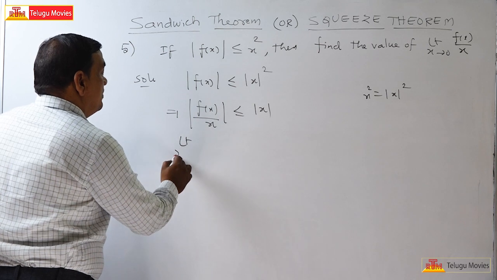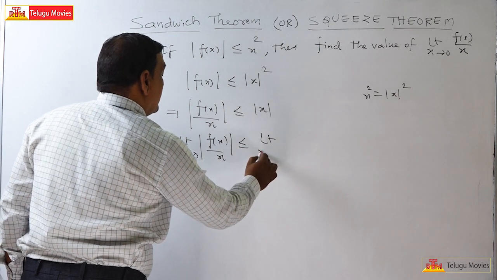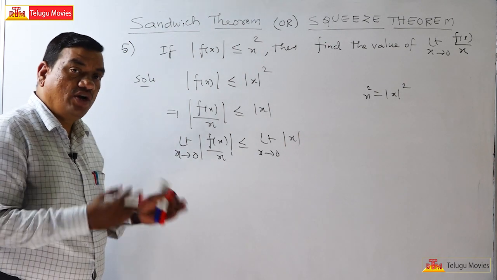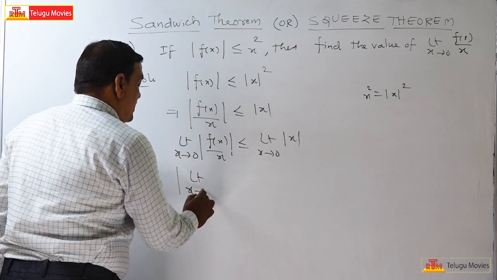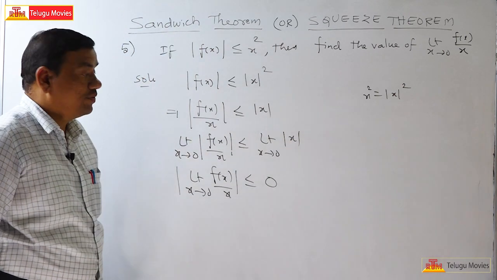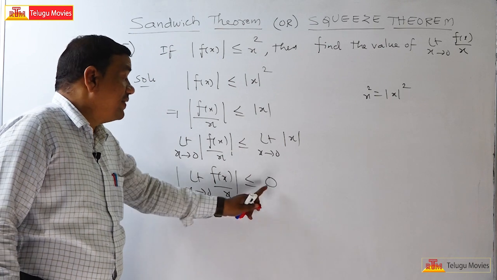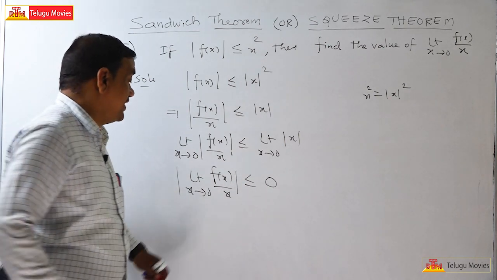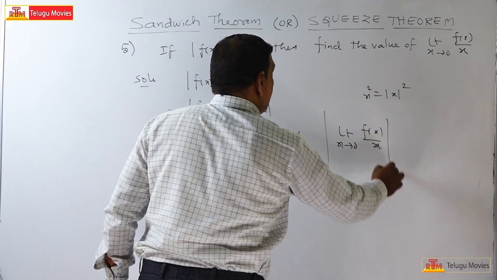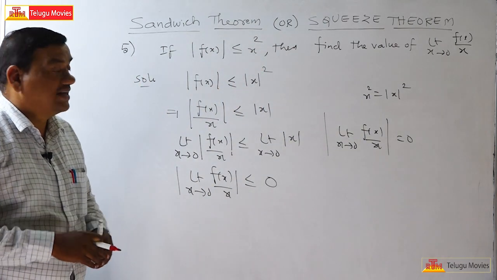So this is limit x tends to 0 of modulus of f of x by x, less than or equal to limit x tends to 0 of modulus of x. We have the property, so we can take the modulus outside, that is modulus of limit x tends to 0 of f of x by x is less than or equal to, its value is mod 0, which is 0. The modulus value can never be negative, and it is less than or equal to 0. Therefore, limit x tends to 0 of f of x by x is equal to 0.